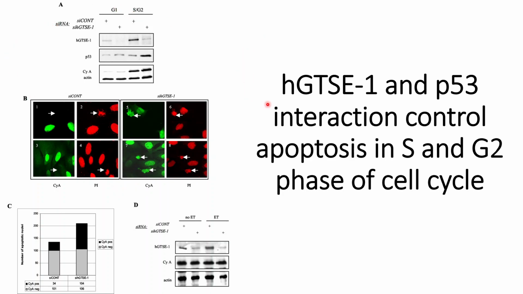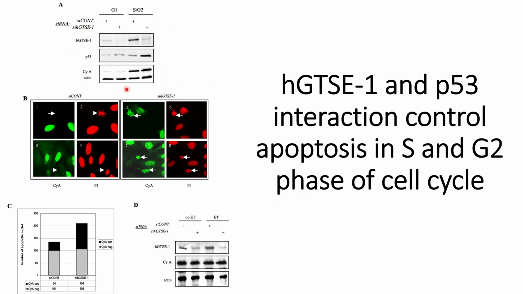In this video, we will continue our discussion about this hGTSE-1 and p53 interaction, and this time we will discuss this interaction towards preventing apoptosis in the S and G2 phase of the cell cycle. In the previous videos, we discussed their interaction to prevent apoptosis in general within the cells. However, in this video we will discuss the interaction within the S and G2 phase of the cell cycle, or prominent in the S and G2 phase.